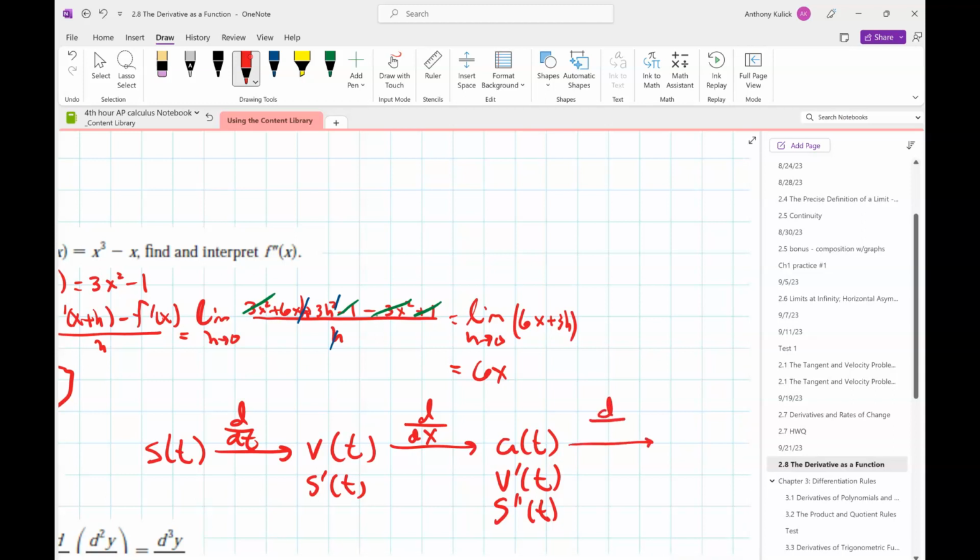There's actually a third derivative of position. Does anybody, physics students, remember what this is?